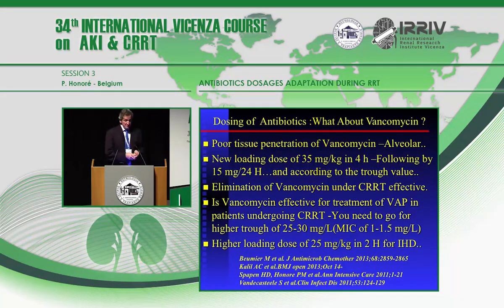And then the question comes, is vancomycin a good drug to try to treat ventilator-associated pneumonia? Well, we need to go for a very high trough because of the poor penetration. Trough between 25, 30 milligrams per liter, especially if we have a Staph aureus with an MIC of 1.5. And we say, well, we will get nephrotoxicity, AKI, CKD. Maybe not, because there are 3 other factors.